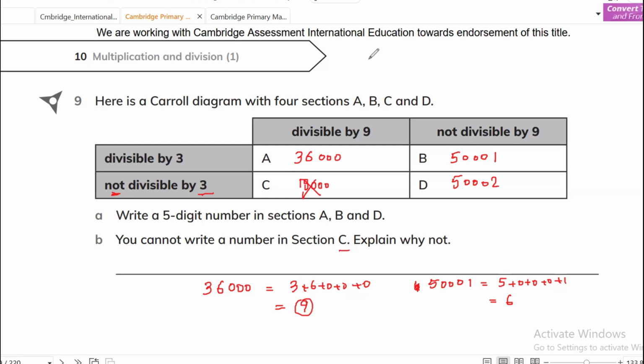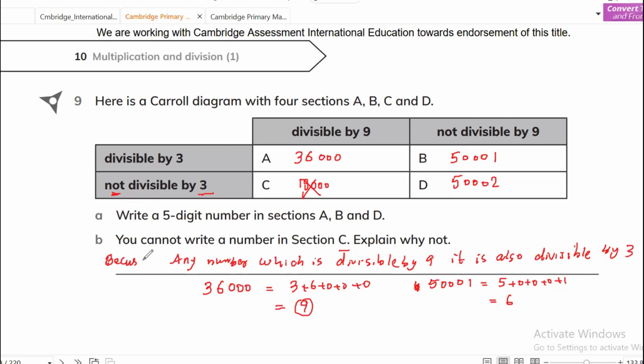Because if you write any number in section C that is divisible by 9, it is also divisible by 3. Divisible by 9, it is also divisible by 3. So that's why we cannot write any number in section C. So you can say like this because... I hope it is clear.